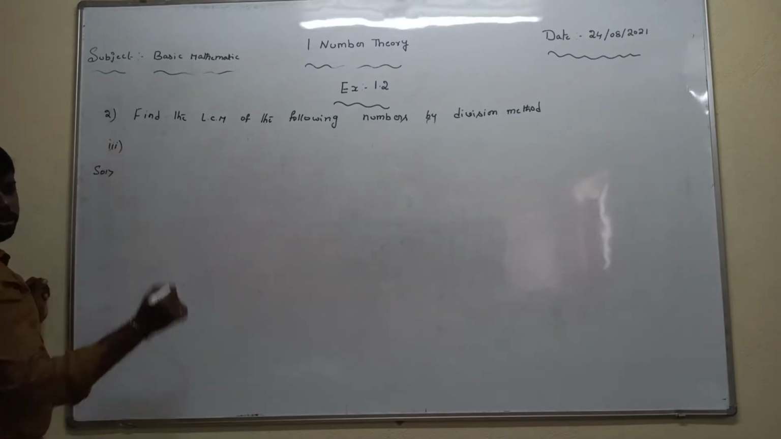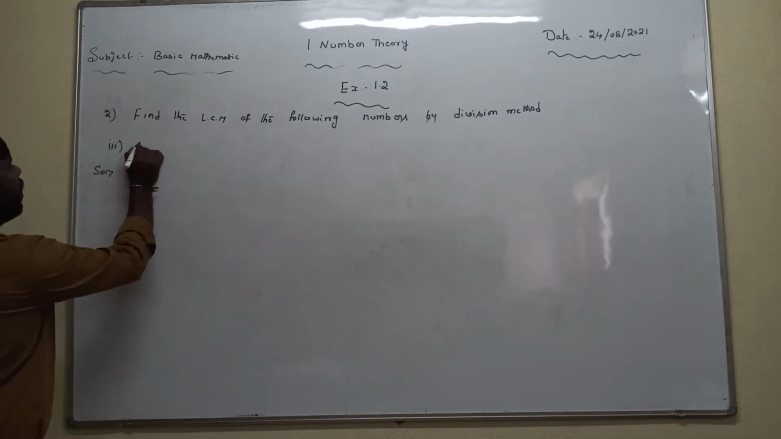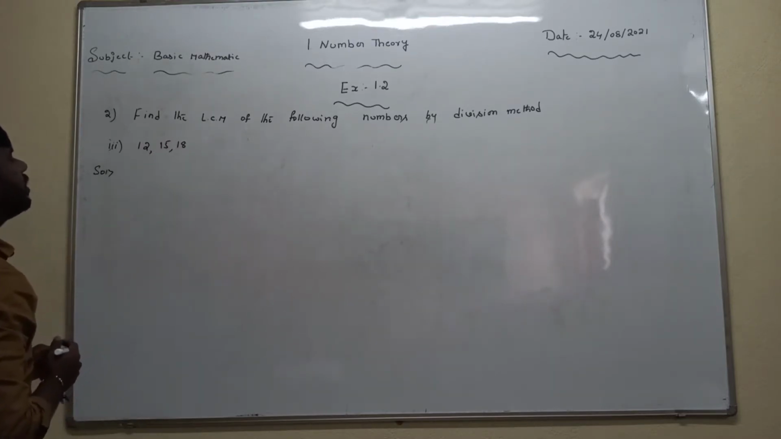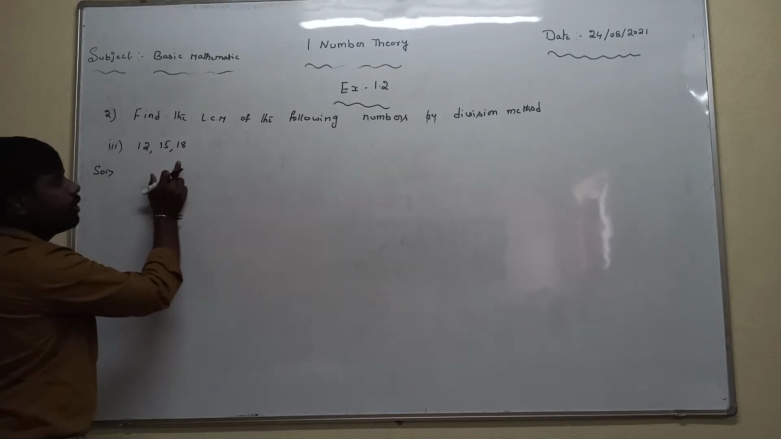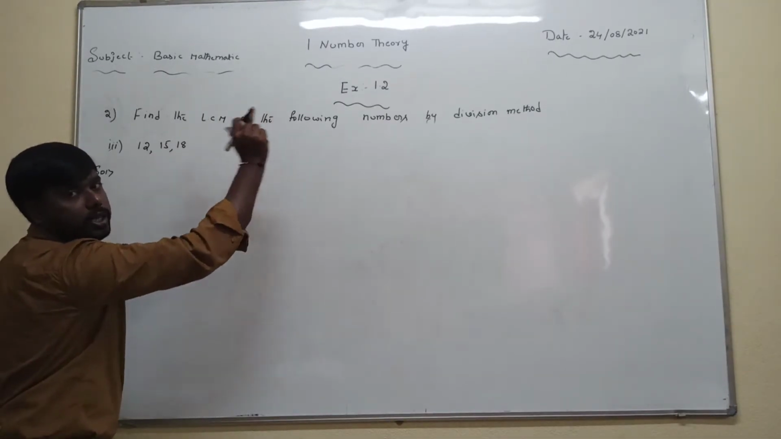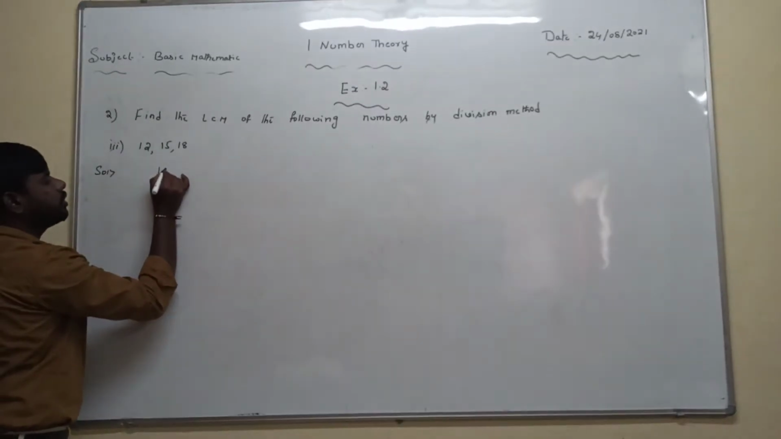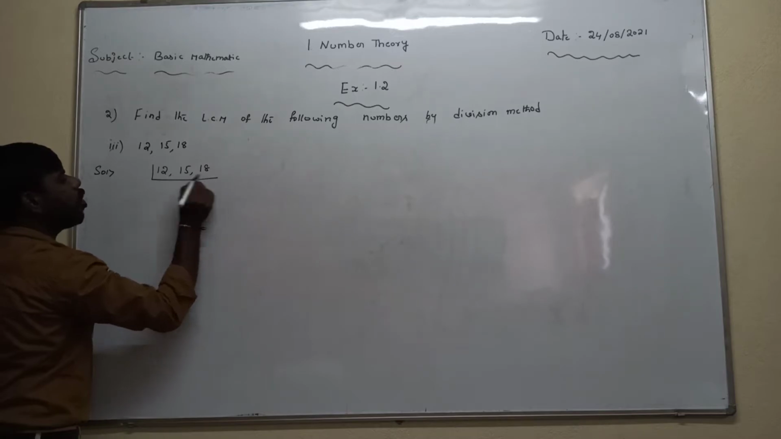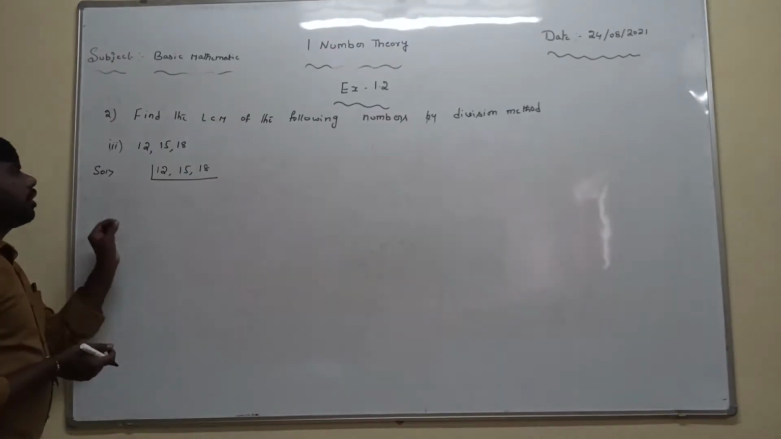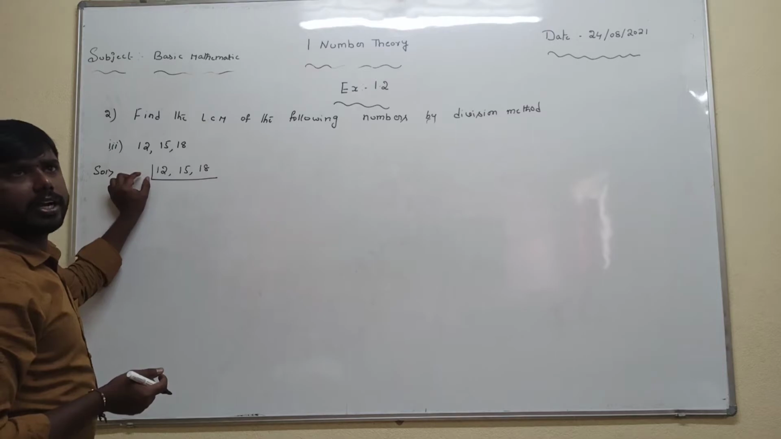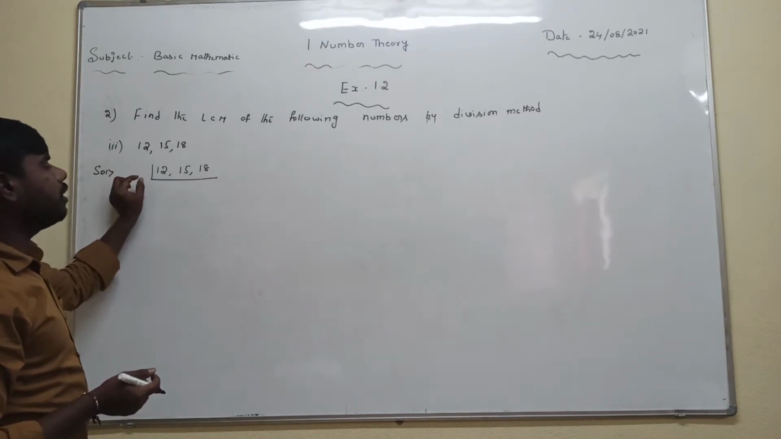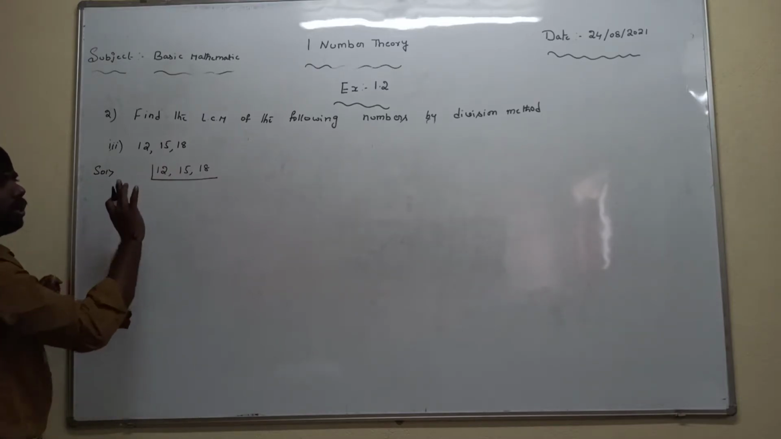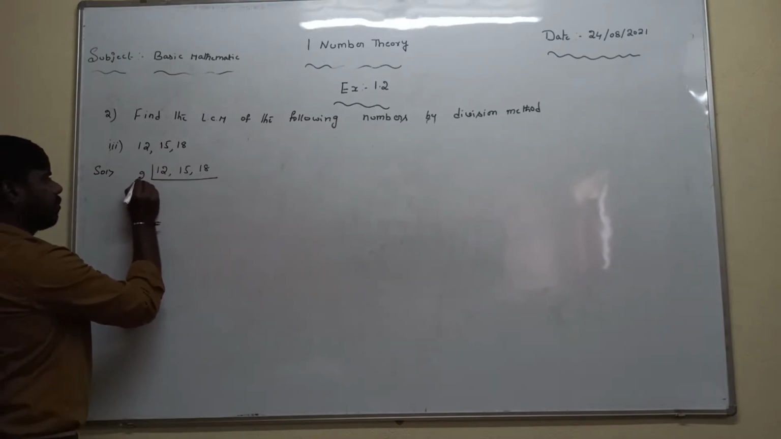See the third question. The given numbers are 12, 15, 18. Now find the LCM of 12, 15, 18 by using the division method. See the solution. Divide the given numbers by a common prime number. Whichever prime number you take, that number must be divisible into each of the given numbers. You can take 2 or 3, that is your wish. I am taking 2.